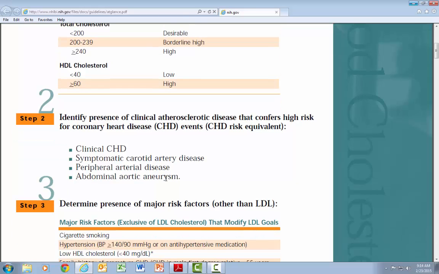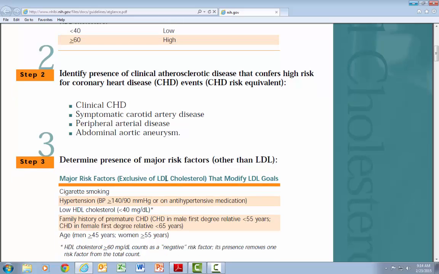Peripheral artery disease, this is the patient that has a thromboembolic event in the lower legs and is complaining of claudication, or have had, due to the peripheral artery disease, any type of arterial ulcers related. Abdominal aortic aneurysm as well is included in the CHD or CAD equivalent.